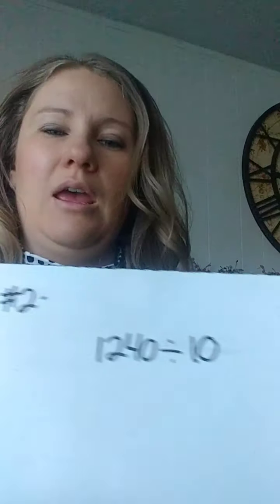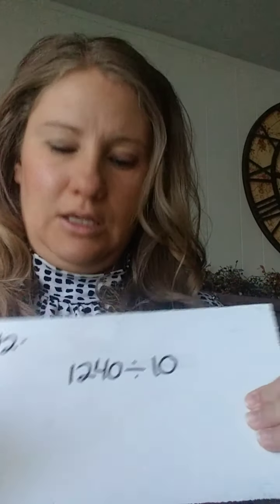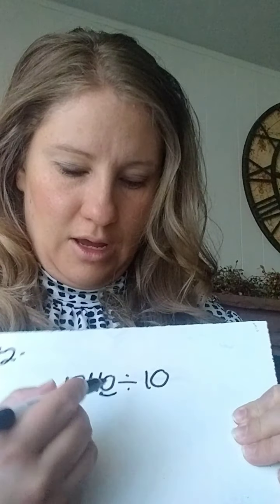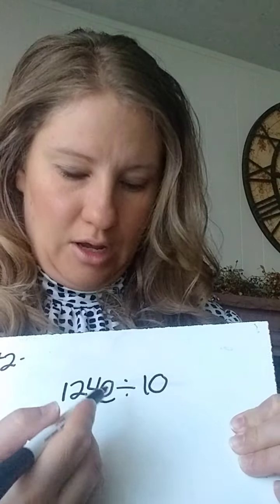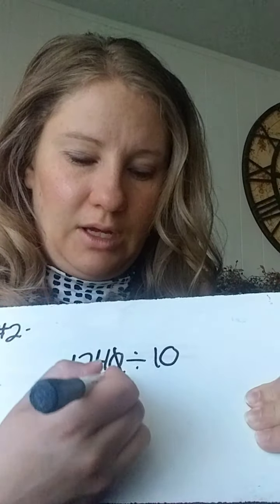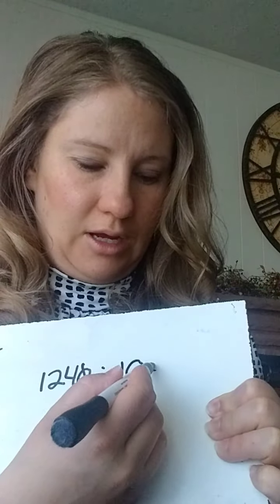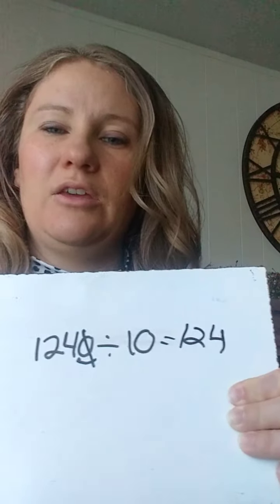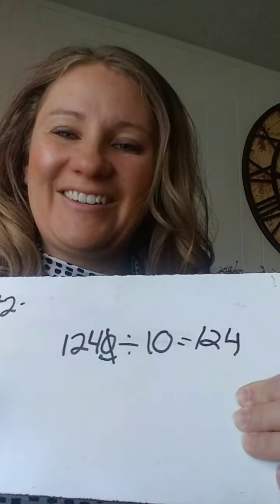Number 2, 1,240 divided by 10. And if you remember last week, the easy way is just to move your decimal over, and this becomes your remainder. Since this is 0, we won't have a remainder, so we can just cross that out. So our answer is, all right, I'll let you figure that one out too, and we'll just keep moving.